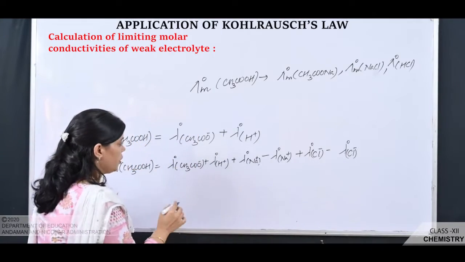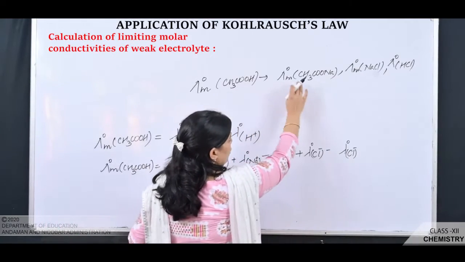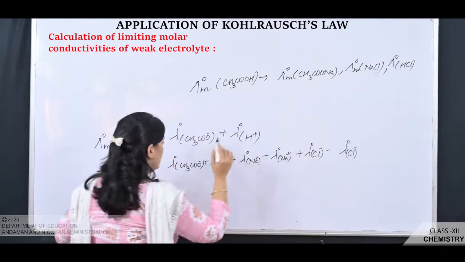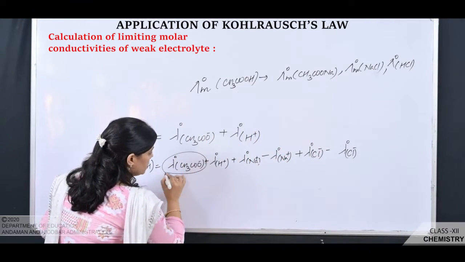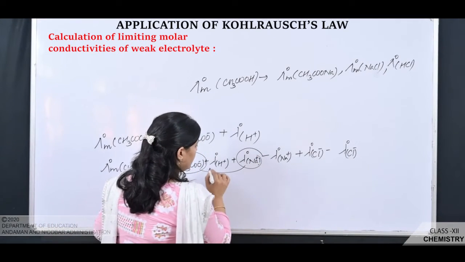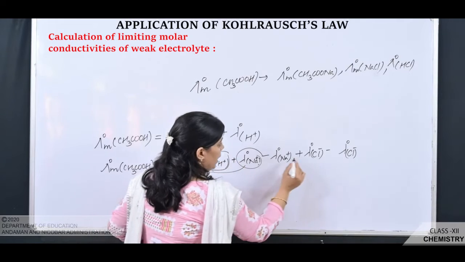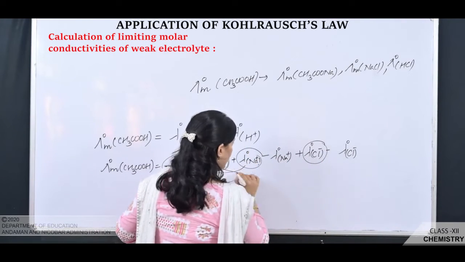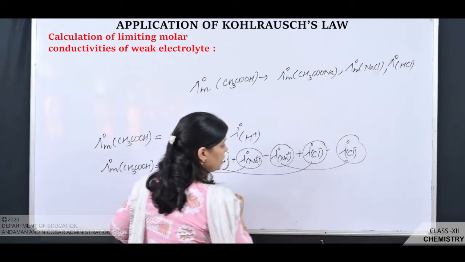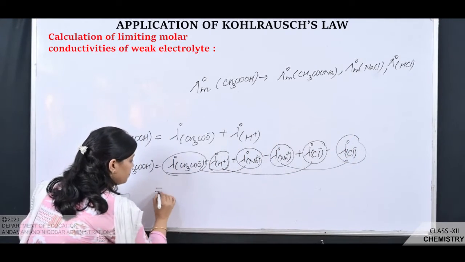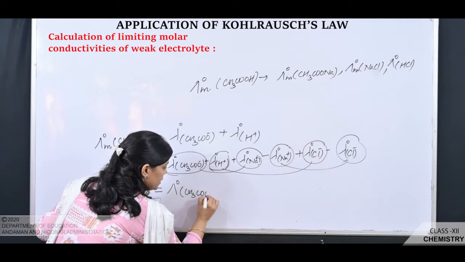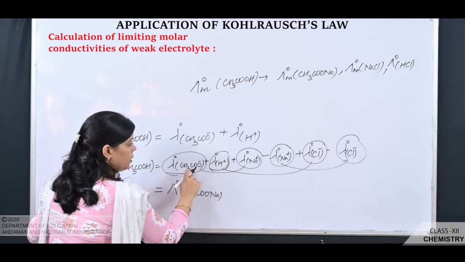After that, children, this value is calculated from sodium acetate, NaCl and HCl. When we join this and this, two are joined together; again this H⁺ and this Cl⁻ are joined together; and this Na⁺ and this Cl⁻ are joined together. So what we get is the limiting molar conductivity for sodium acetate, a strong electrolyte, on combining these two.